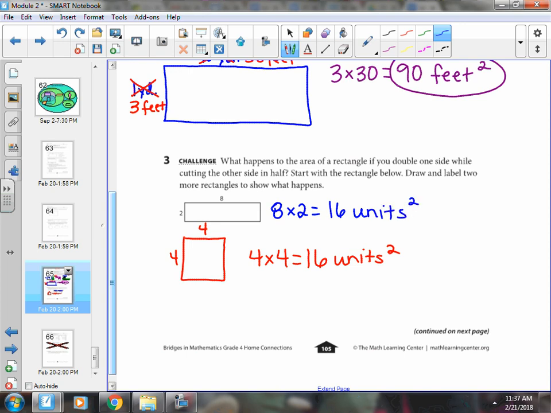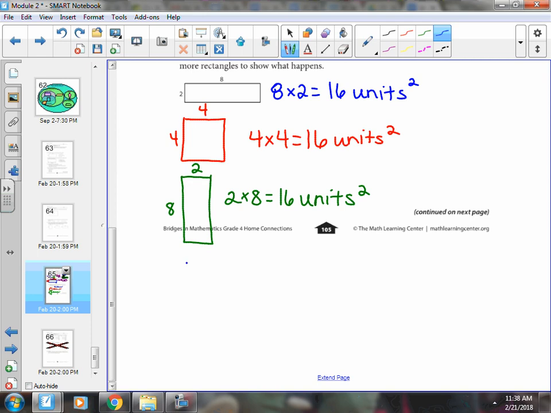What if we were to do it again? What if we cut one side in half? So I'm going to cut the top in half, and I'm going to double the side. And we still get 16 square units. And you didn't have to do this. You didn't have to do another one, but you could do another one. What if I were to cut the top in half and double the side?